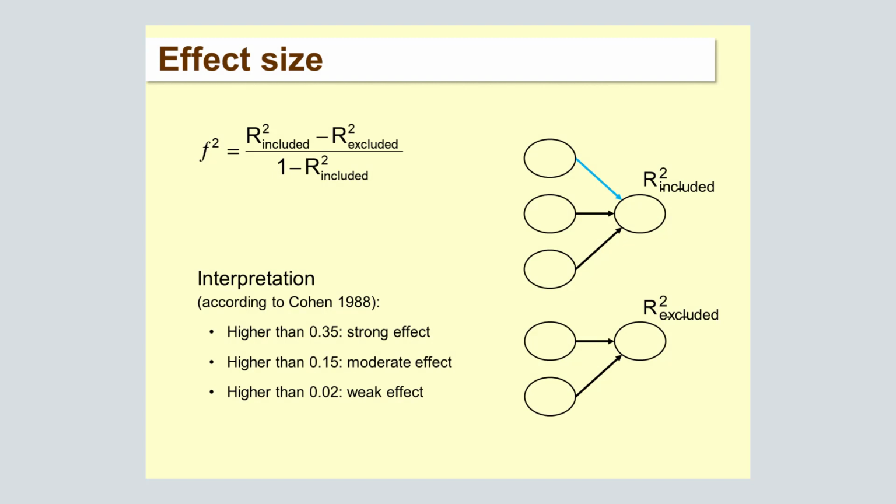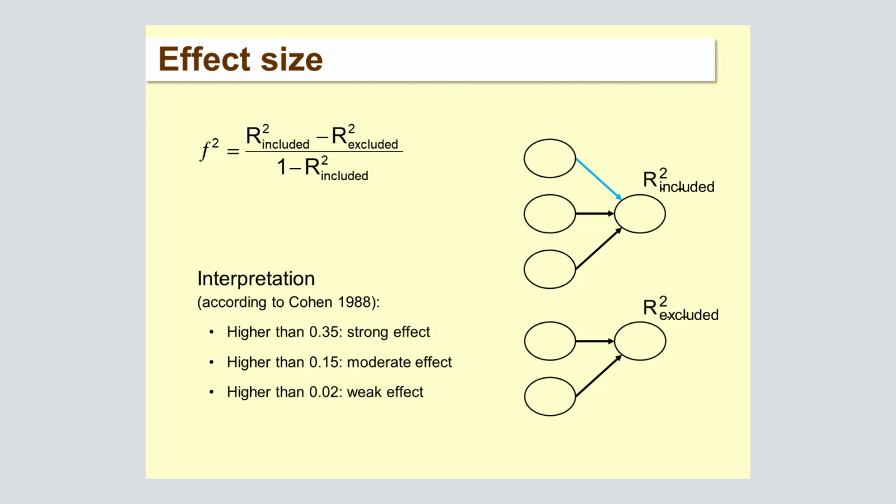In order to overcome these problems with path coefficients, Cohen proposed the so-called effect size, f². f² is calculated for each effect. It is calculated as the difference of an r² of a dependent variable where the effect of interest is included, minus the r² of a dependent variable when the effect has been excluded, divided by 1 minus r² included.